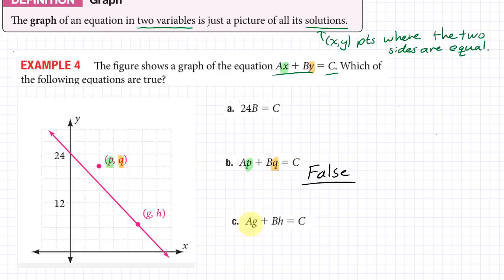And a similar thing with C here. If you plug in G, whatever that number is, for your specific value of X, and H, whatever that number is, for your specific value of Y, well, that's true if (G, H) is a point on the graph right here. And it looks like it is. So that means when you plug in that G for X and that H for Y, it makes both sides equal. It makes Ax plus By, A times G plus B times H, come out to be the same number as C. So it is a solution, so this is true.